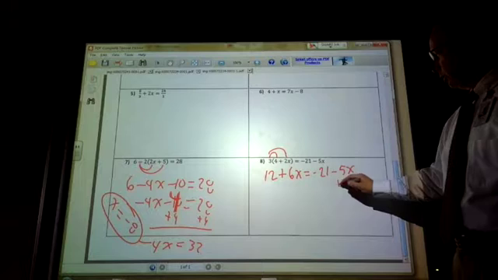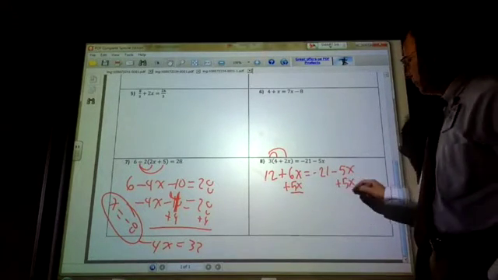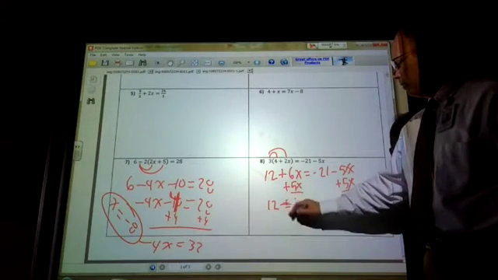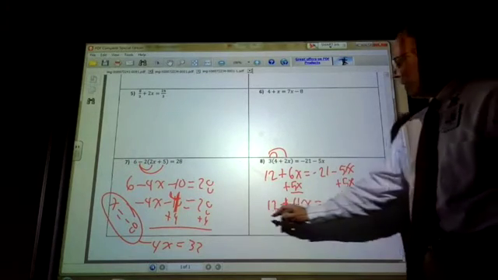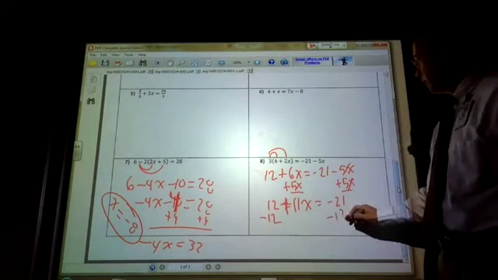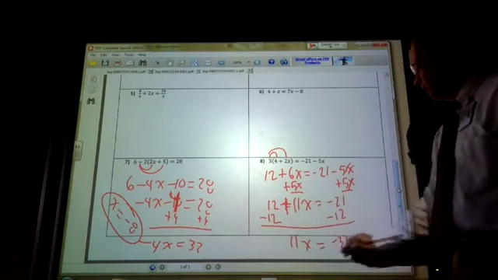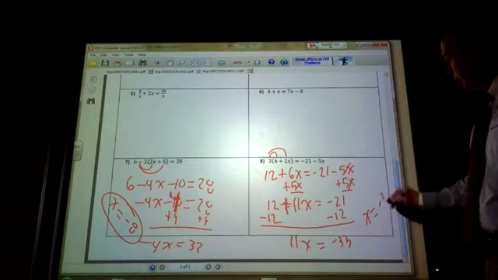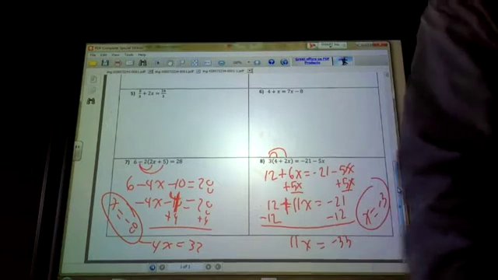So I'm just going to choose to bring the 5x over by adding it. It was a negative 5x, so I'm going to add 5x to both sides. Those cancel, so I get 12 plus 11x is equal to negative 21. Subtracting 12 from both sides, I'm going to get 11x is equal to negative 33. If I divide both sides by 11, I'm going to find that x is equal to negative 3. So that's the front side of this page.